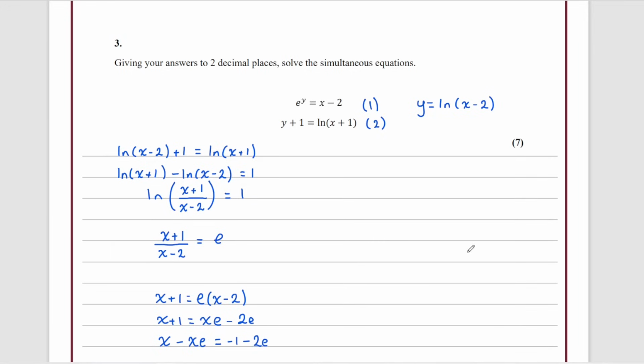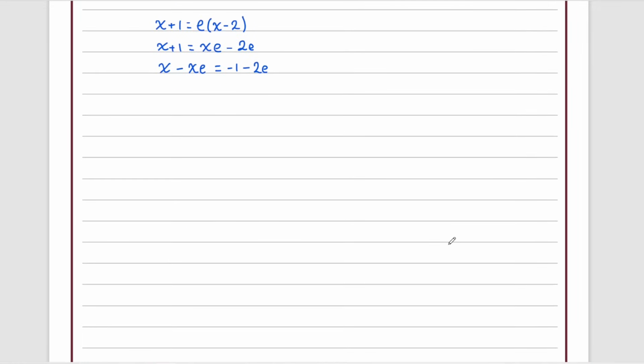Okay, let's keep going here. So I can now factor the x out here. So we get x lots of 1 minus e, like so. From here then, we've still got the right-hand side, so minus 1 minus 2e, and now I can divide through by 1 minus e. So therefore x is equal to minus 1 minus 2e all over 1 minus e.